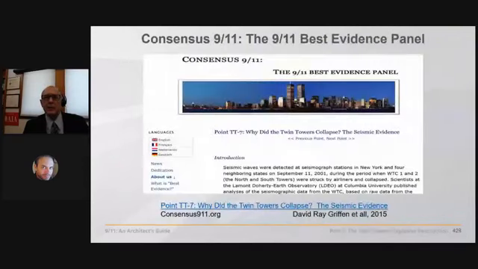So all of this is documented, or at least summarized, in point TT7 of the Best Evidence Panel, Consensus 9/11 by Elizabeth Woodworth and David Ray Griffin. An extraordinary exposé of a lot of the evidence that the Architects and Engineers for 9/11 Truth aren't even looking at because it's outside of our scope of expertise of these buildings.